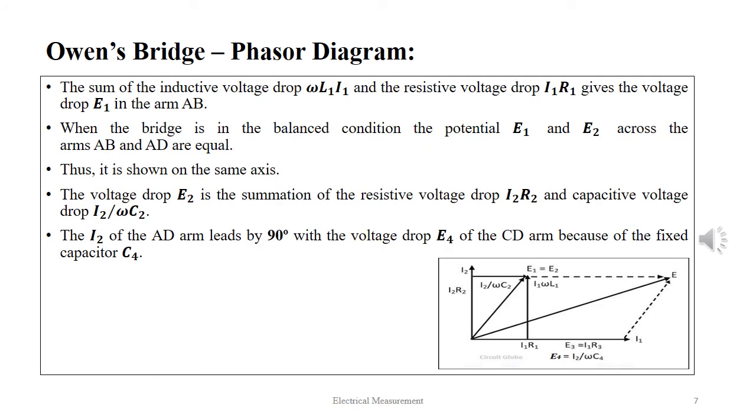The sum of the inductive voltage drop, that is ωL1 I1, and the resistive voltage drop I1 R1 gives the voltage drop E1 in the arm AB. When the bridge is in balanced condition, the potentials E1 and E2 across the arms AB and AD are equal. Thus, it is shown on the same axis. The voltage drop E2 is the summation of the resistive voltage drop I2 R2 and the capacitive voltage drop I2/ωC2. The I2 of the AD arm leads by 90 degrees with the voltage drop E4 of the CD arm because of the fixed capacitor C4.